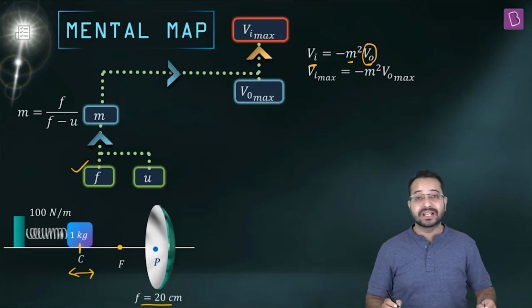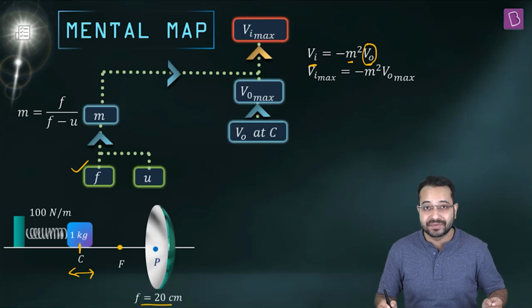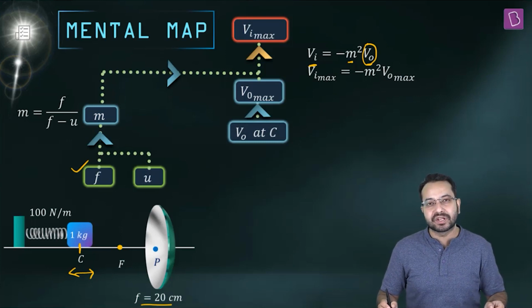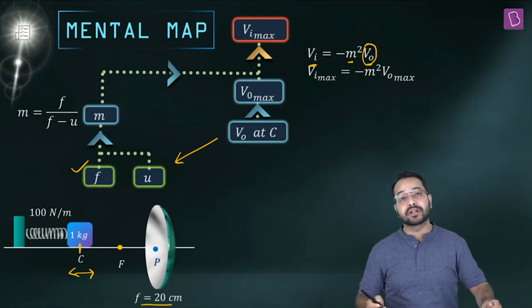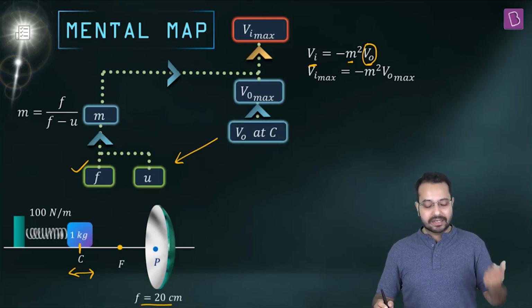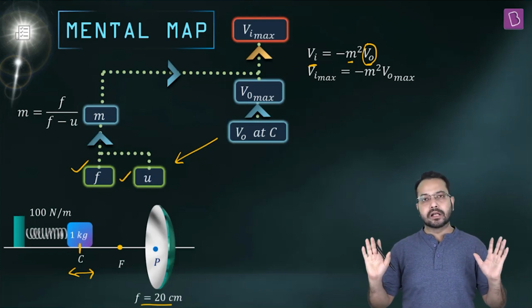The mean position is the center of curvature, which means I have to calculate the velocity of the object when it is at the center of curvature. And from here it becomes very evident that I know what the object distance is. Correct? It is equal to the radius of curvature. Correct? So these two are done.